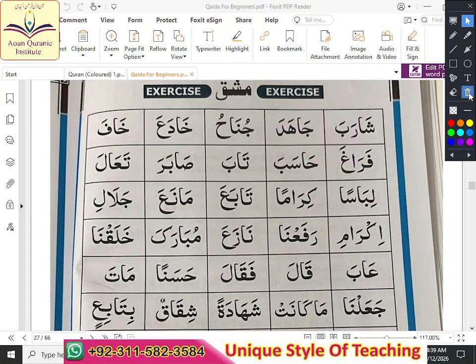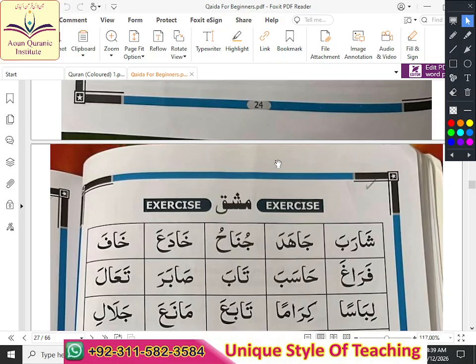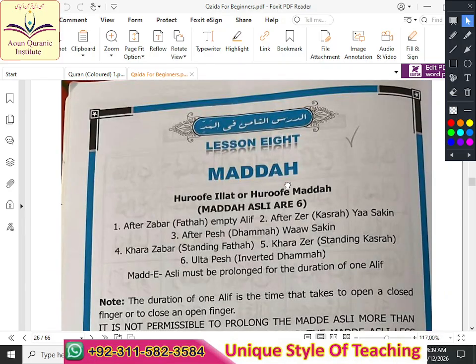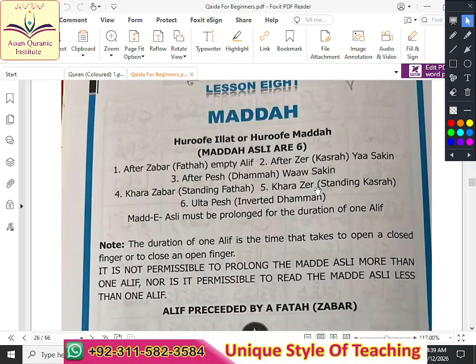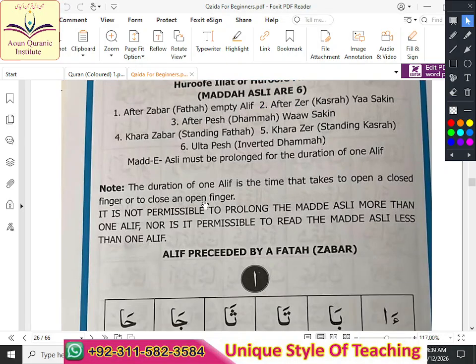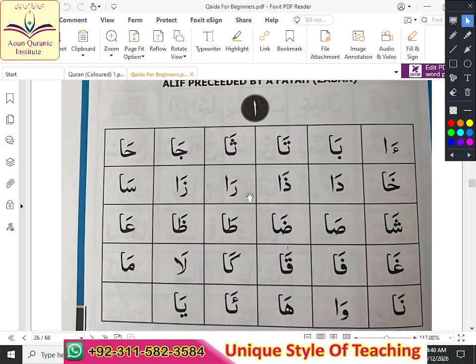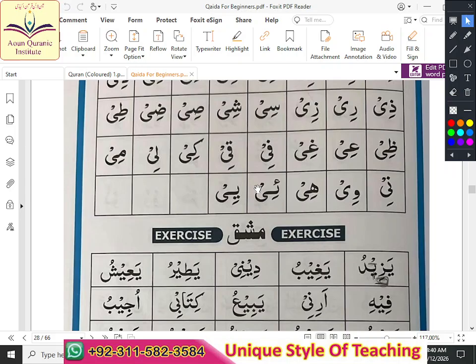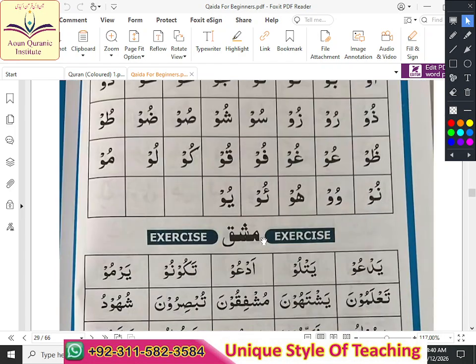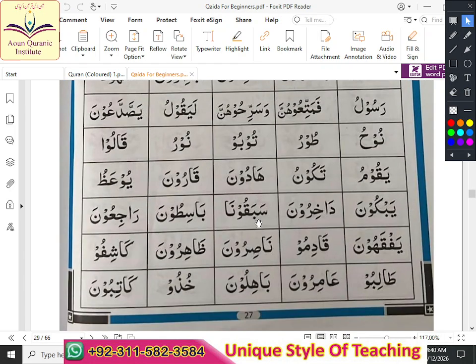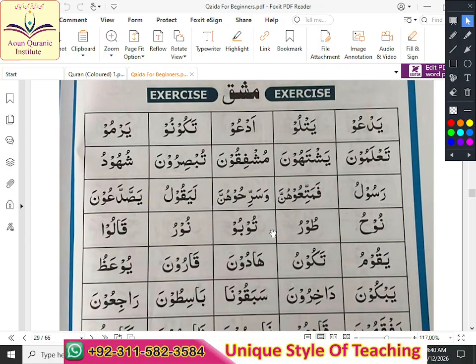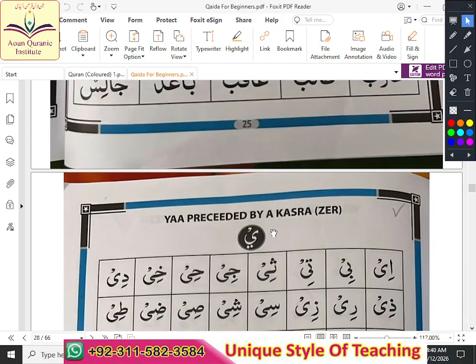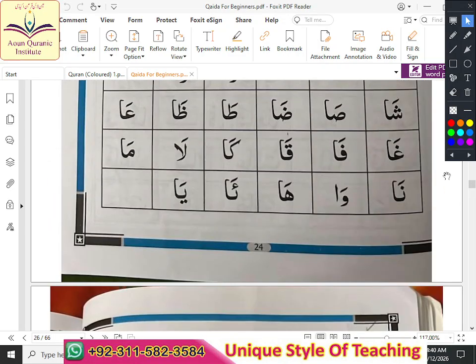I'm sending two pages, this one and the previous one. You have to memorize all six Maddah Asli: names, examples, duration. There is practice for alif, for ya, and for wow. I'll send these pages. You must practice. This is the lesson for tomorrow. Any question, please? No.